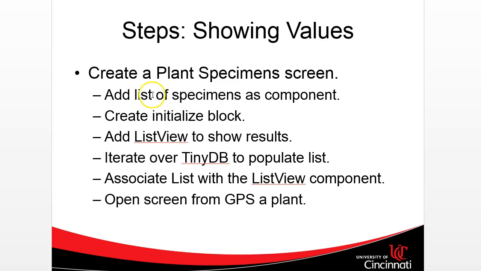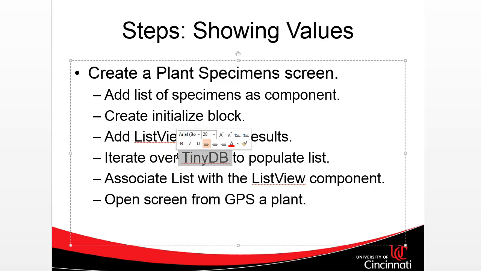So to do this, we have to create something with a similar name, which is called a list. A list is an in-memory variable. Okay, so a variable, and we are going to create this list inside of an initialize block for our plant specimen screen. Now, what's an initialize block? This is an event or a block that gets called when our screen is created. So in other words, navigate to a screen, initialize the screen, create an in-memory list of specimens. Okay, populate that in-memory list from our TinyDB results.